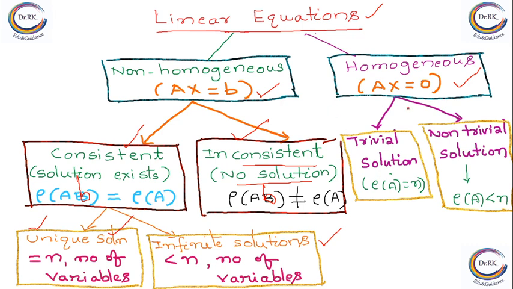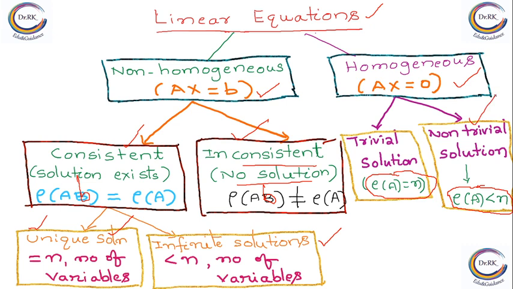So next, coming to homogeneous, the trivial solution we need not check. The only thing is, if the rank of the coefficient matrix is equal to n, it will have only the trivial solution. That means there won't be any non-trivial solution for it. So we have to stop there and say there is no non-trivial solution for this. If the rank of that coefficient matrix is less than n, then we say the system is having a non-trivial solution.